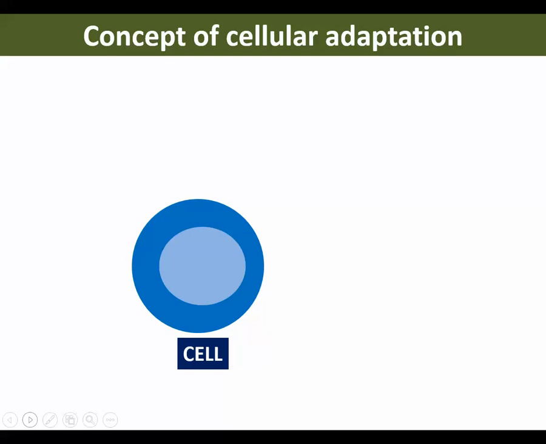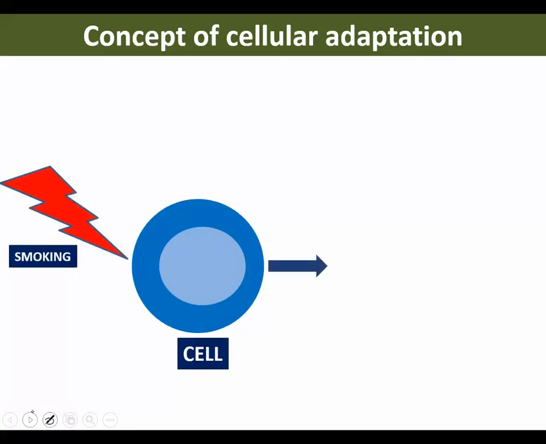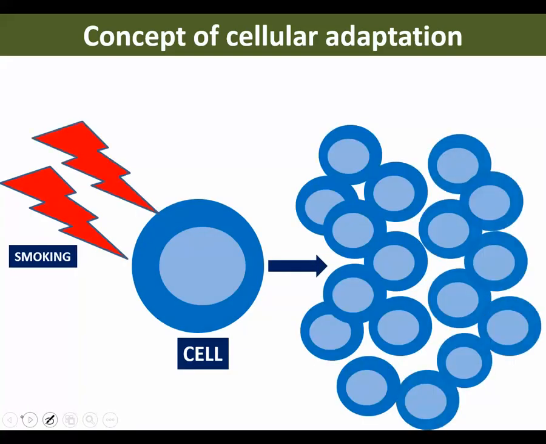When the cell goes through stress, for example, if a person is smoking, the first step is that the cell will try to withstand the stress by changing some features. They are adapting to a new environment with stress. If the person still continues smoking, after this the cell will go for damage. The damage may be cell death, or it can become cancer.